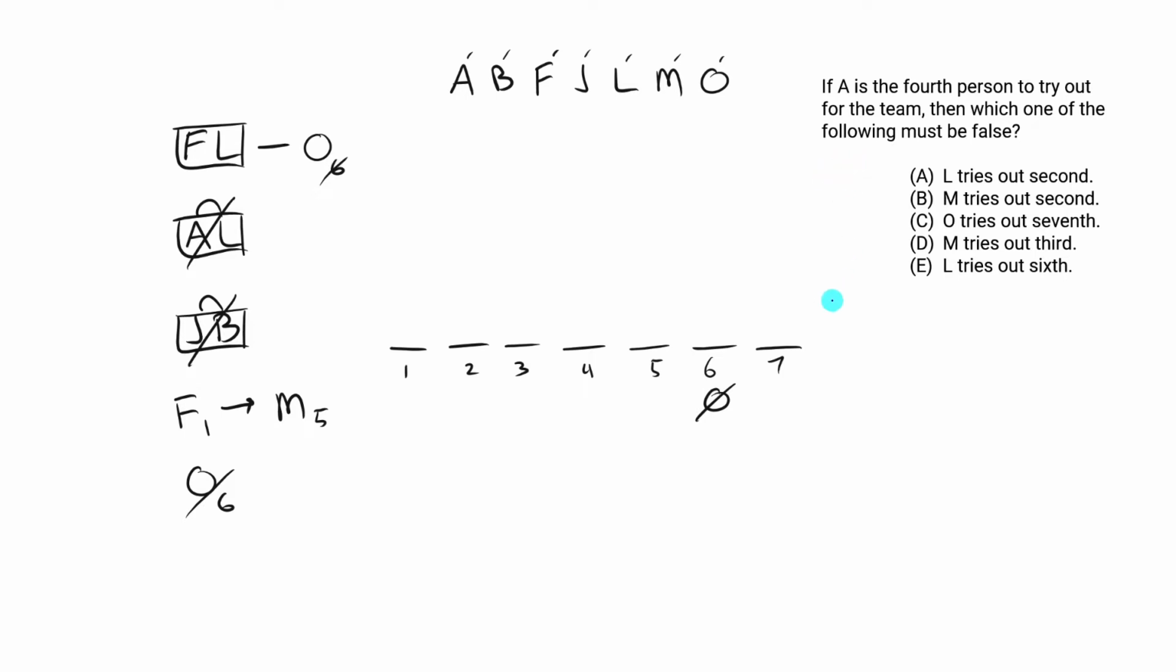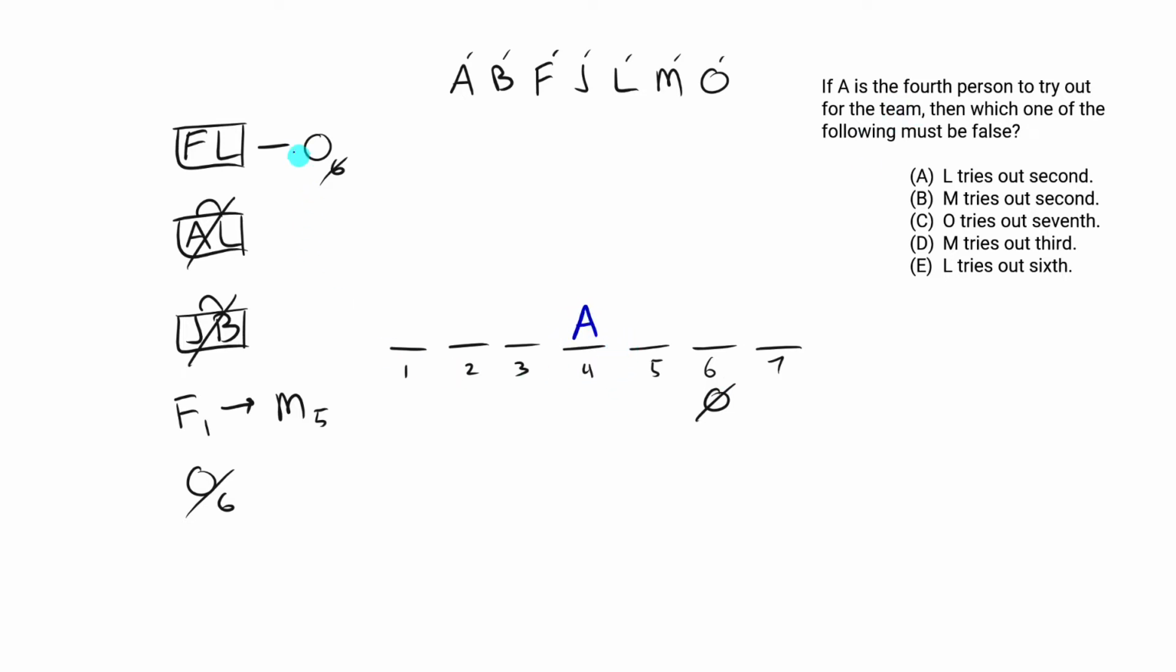So someone who's pretty good at games would probably realize that to solve this question effectively, we should draw out a new set of 7 slots, make sure to put O can't go in sixth, that was one of the original rules, and then we'd have to draw out A in fourth, that's the new condition.